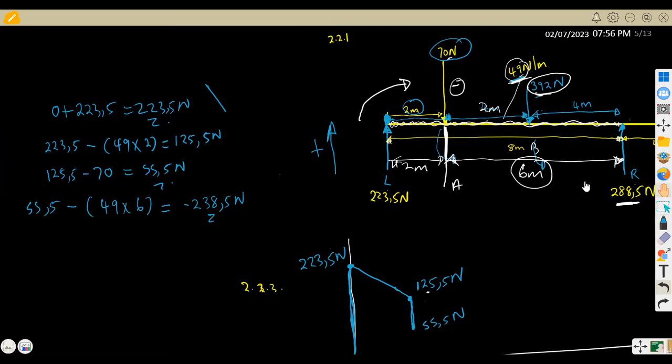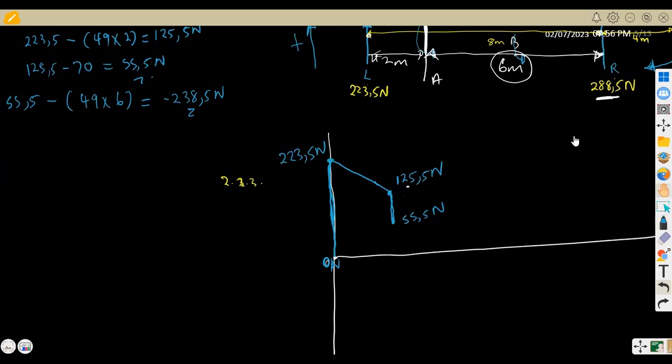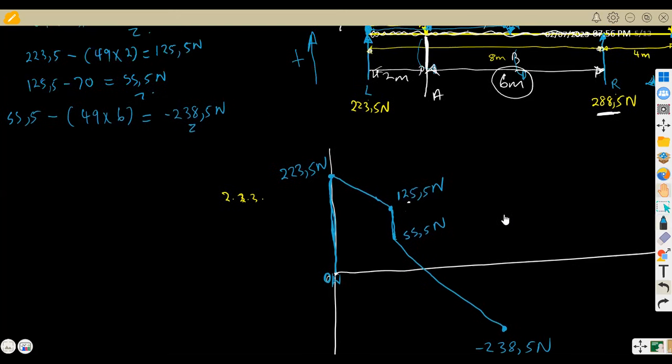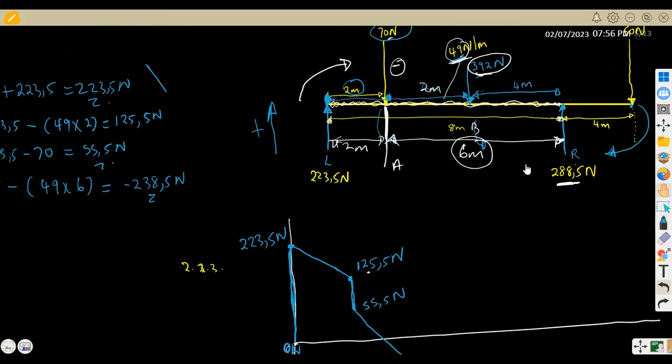So it's a negative and it's down below this line because we know that above it's positive, below it's negative. And remember, it's a distributed load, so it goes in a slanted manner like this. So it's going to slant like this, all right, to that point where we referred to as negative 238.5 Newton. Okay, so this is the point that we are now. What is happening at this point? After this distance of 6 meters, that's where we are reaching a support.